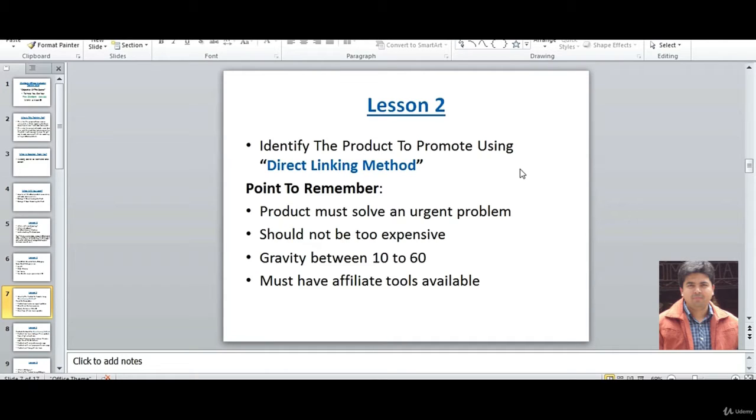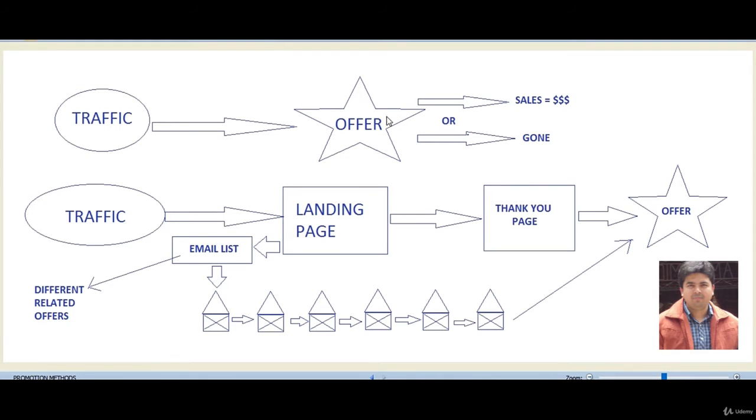First of all, I'll tell you what both methods are, and in this particular lesson, we'll learn how to identify the product for the direct linking method. So first, let me show you what these two methods are and how they work. This is method number one, where you have the affiliate link and you send traffic directly to your offer, the sales page of the offer.